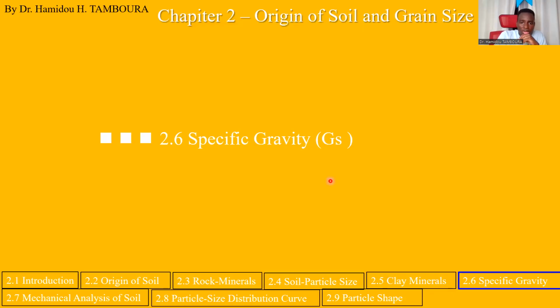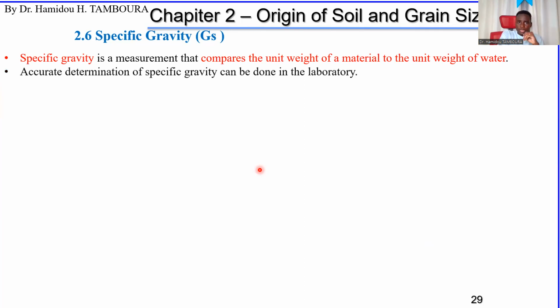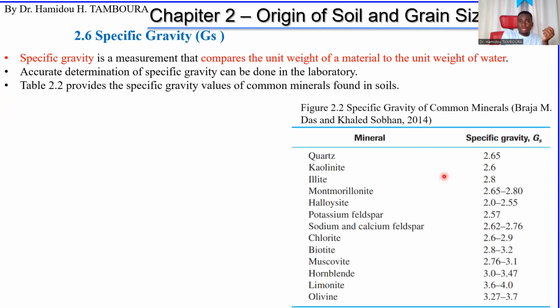And now, I think from here, it will become more interesting. Right, specific gravity of soil. What is specific gravity? Okay, it's very simple. Specific gravity is just a measure that compares the unit weight of soil material and the unit weight of water. This is just like a ratio. So we can measure this specific gravity in the laboratory. And this table is showing specific gravity of some common minerals found in soil.